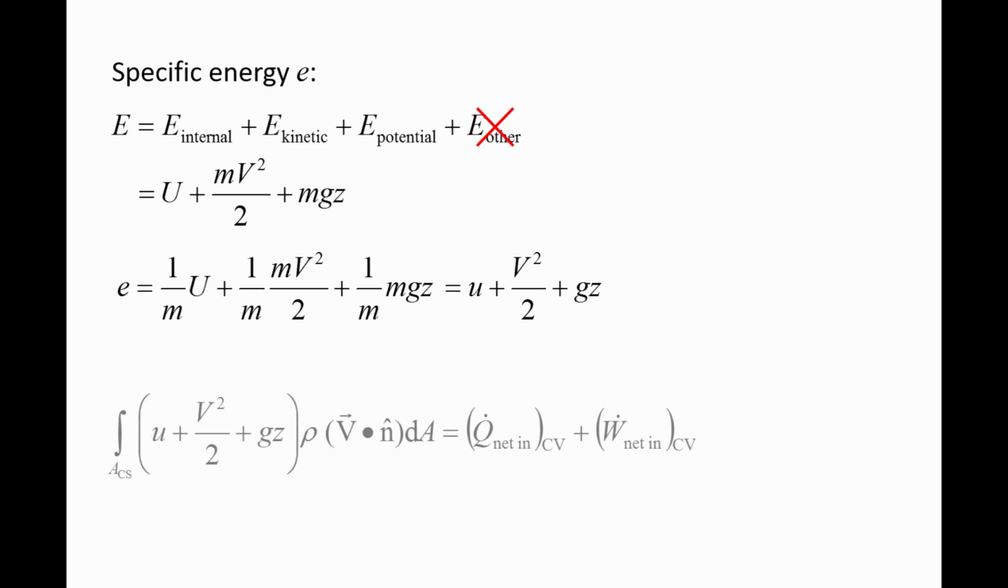Now we plug the specific energy back into the conservation of energy equation. From this point forward, we will drop the subscript CV on the Q dot and W dot terms in the conservation of energy equation to avoid making the equation too messy.